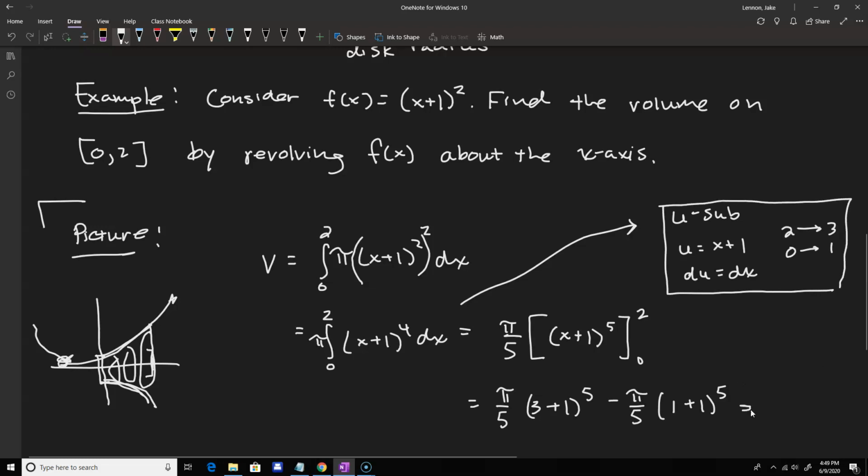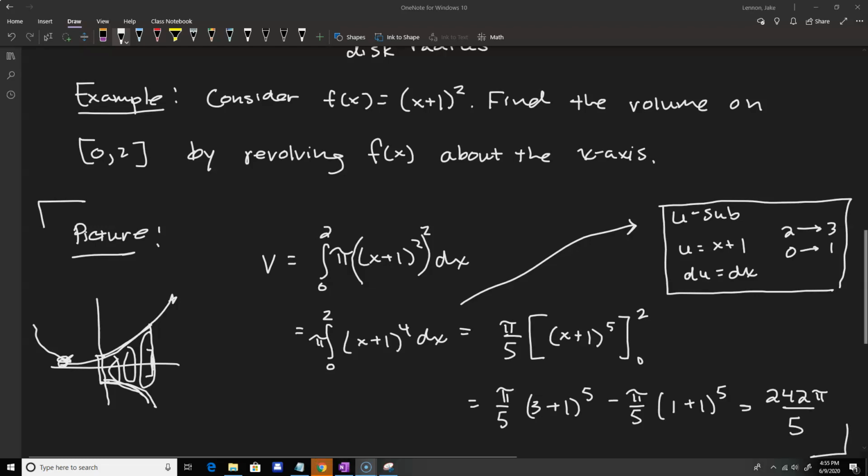So this is the U substitution that you would have to perform to find that antiderivative. Anyhow, you can plug this in, do the arithmetic, and you end up with 242 pi over 5. And that's it. So yeah, sorry about that little mistake there. But let's go ahead and look at some other examples with the disk method and see if you can catch on. Okay, let's look at some other examples from the book.